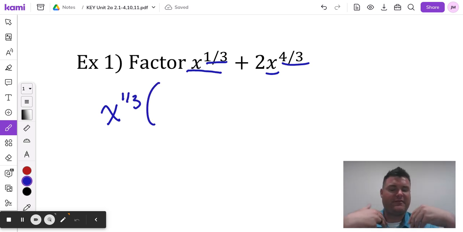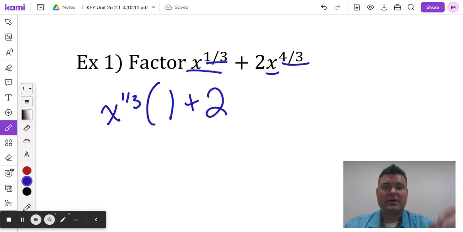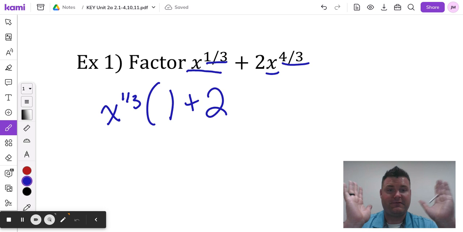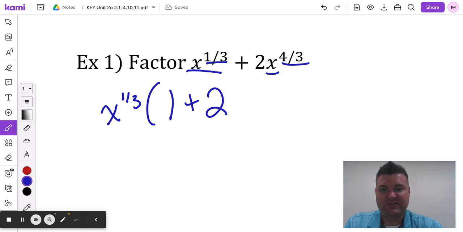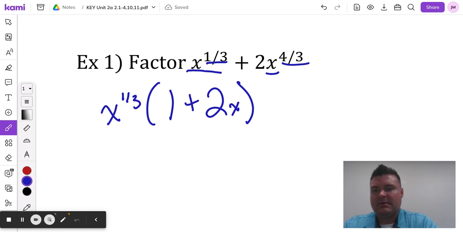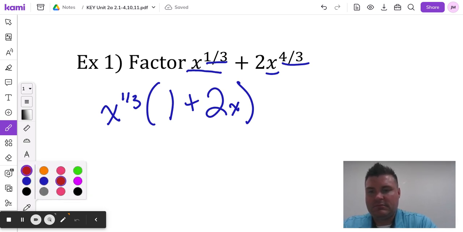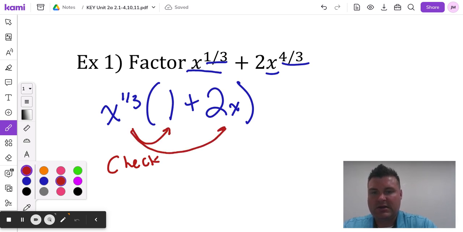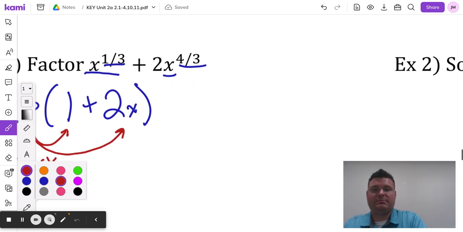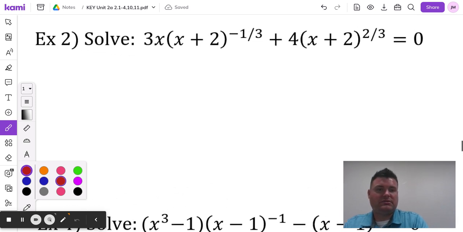Now, when I take out x to the 1/3 from x to the 1/3, it just leaves me with a 1 plus 2. Now we're going to subtract, since dividing out is the same thing as subtracting. So we're going to do 4/3 minus 1/3, which gives me 3/3, which is just 1. And that's it. You can always double check your work by multiplying through just to make sure that it matches. If you do that, it does match. Super simple. Let's get into the next one.